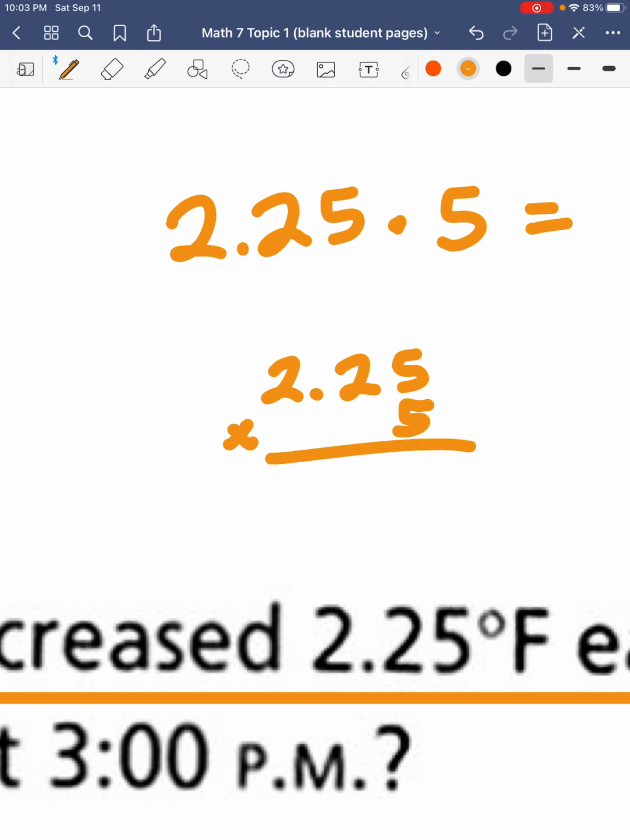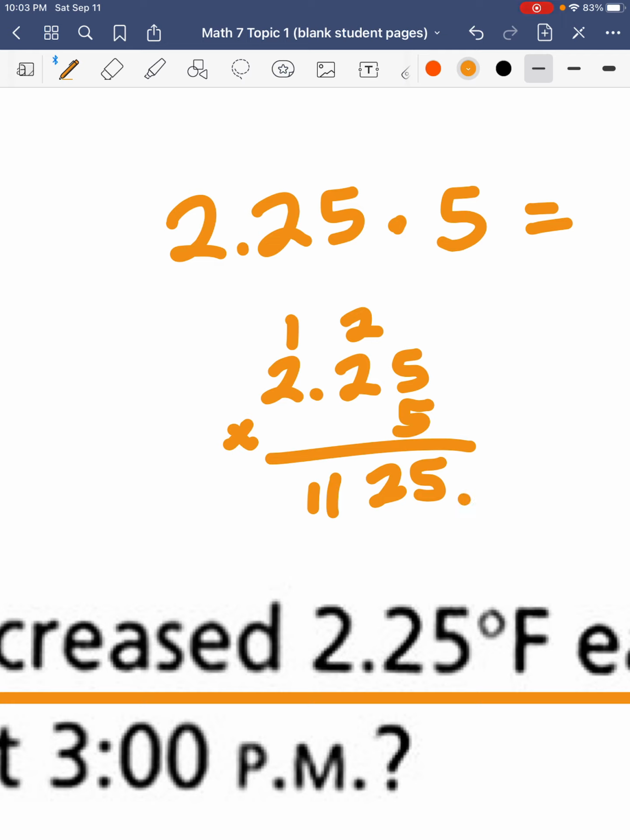And what I do know about my answer before I do any math is that my answer is going to be positive because both of my numbers have the same sign. So 5 times 5 is 25. 5 times 2 is 10, plus 2 makes 12. And 5 times 2 is 10, plus 1 makes 11.